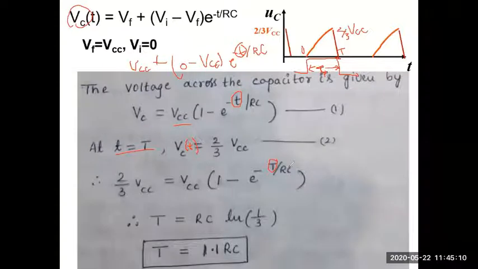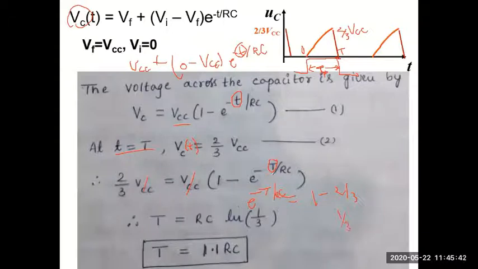So if you substitute this value and simplify this equation, VCC cancels on both sides, and if I bring this 2 by 3 to this side, I will get 1 minus 2 by 3 on one side is equal to e to the power of minus T by RC on the other side, and 1 minus 2 by 3 is 1 by 3.